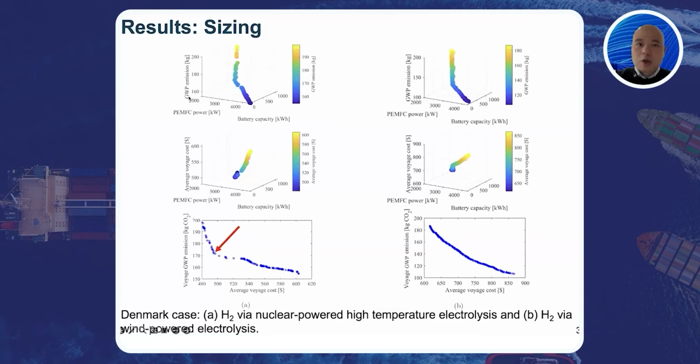The first one is global warming emissions coming from the fuels and the electricity. The second objective is about voyage cost, including the cost for the degradation of the power sources and also the cost for the energy, electricity and hydrogen. So we have the trade-off between the two objectives. You have to select for different scenarios what's the best option for your business case.